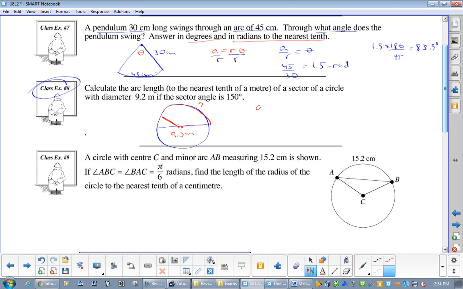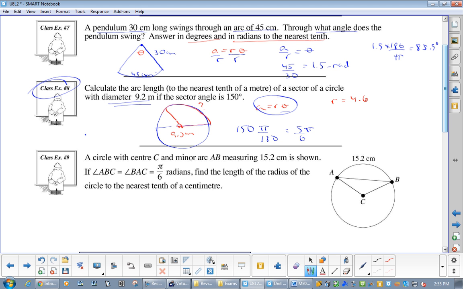Okay, now A equals R theta. What do I know? What's the radius? Yeah, the radius is 4.6, right? Not 9.2. 9.2 is the diameter. So that's one thing they'll catch you on. The next thing is we need to know the theta. You've got to go from degrees to radians, so pi over 180. So the 150 divided by 180 works out to be 5 over 6. So 5 pi over 6.